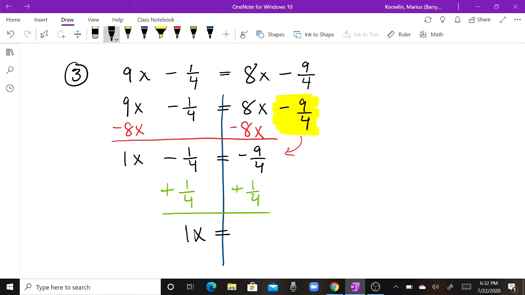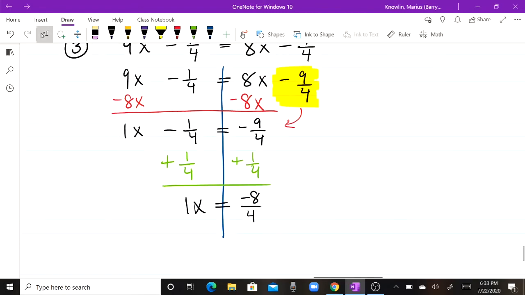Since both of the fractions have the same denominator, we're going to keep that the same, and we're going to combine the numerators. That's a negative 9 and a positive 1. When you combine those, that makes negative 8. And when we simplify this, that simplifies to x equals, well, negative 8 divided by positive 4 is going to give us a negative 2.